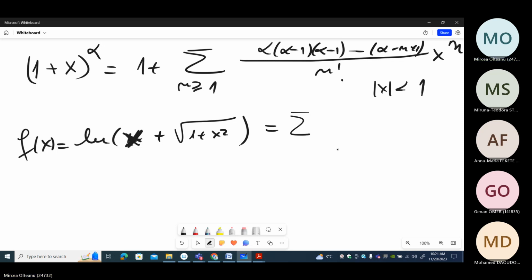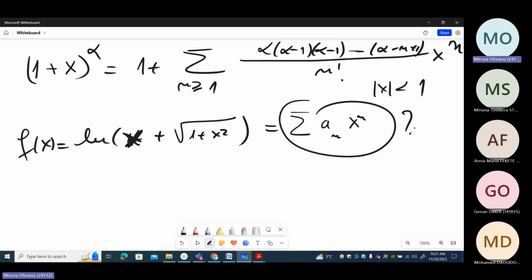Let's find the power series, which is the sum of this series, and of course the domain of convergence and so on. So this is our question. Write this function as a power series at 0. So the center is 0.